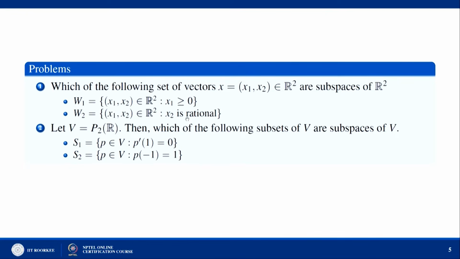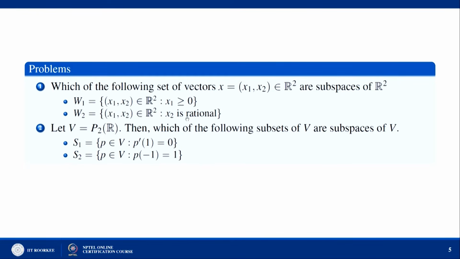Because if it is a subspace of the vector space V, it must be closed with respect to vector addition and scalar multiplication. Okay. So if we have to show that it is a subspace of a vector space, then you must show that it is closed with respect to addition and scalar multiplication. And if it is not a subspace at all, then simply give a counter example to show that it is not closed with respect to addition or scalar multiplication. Okay. Now take the second example.